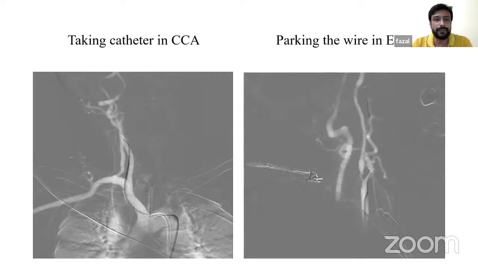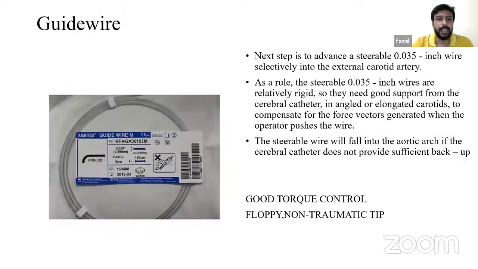After that, once you have taken the diagnostic catheter into the CCA, our next step is to take the wire into the ECA. The guide wire we use is the steerable 0.035-inch wire, selectively into the external carotid artery. As a rule, the wires are relatively rigid, so they need good support from the cerebral catheters, especially in angled or elongated carotids, so that they compensate for the force vectors which are generated when you push the wire.